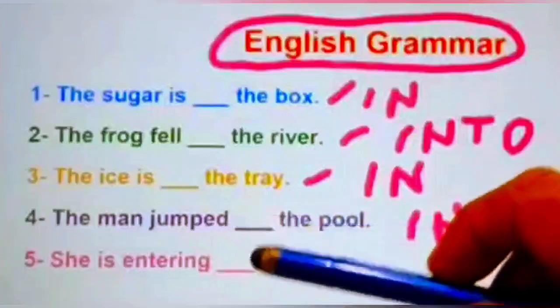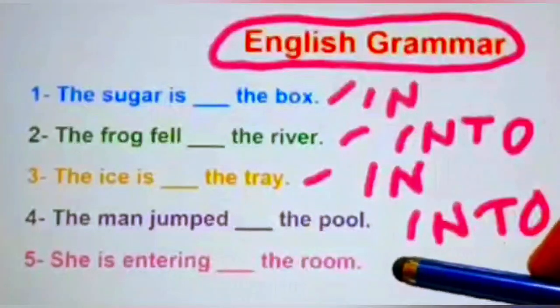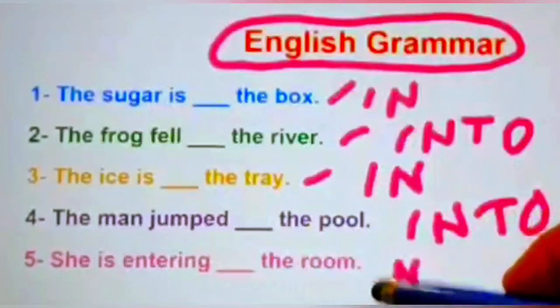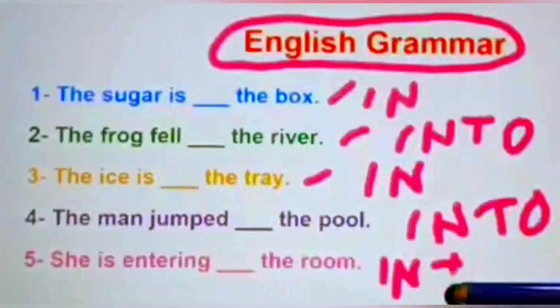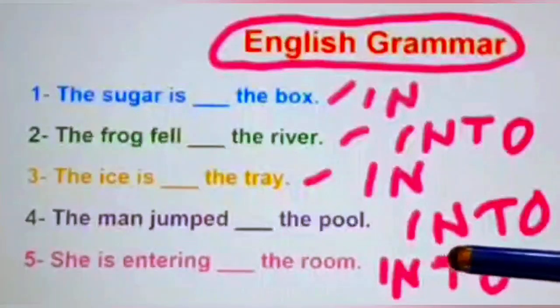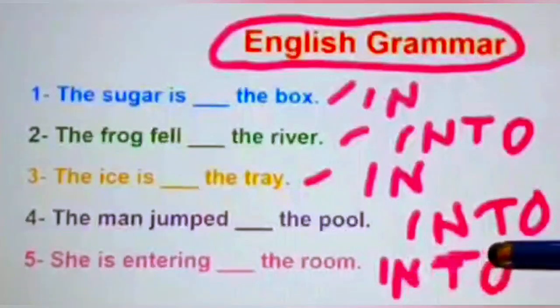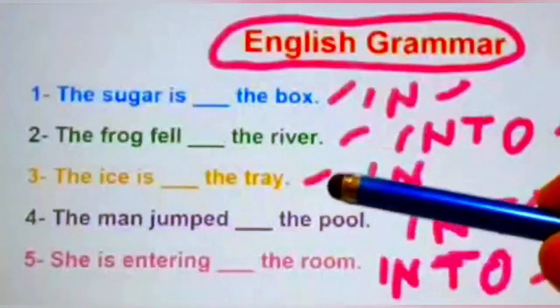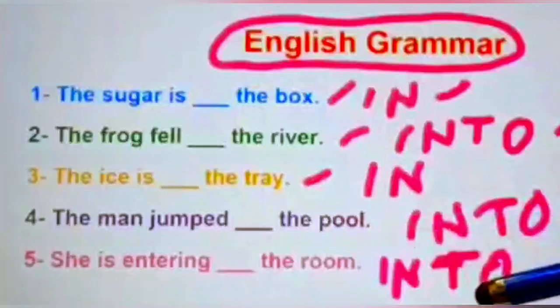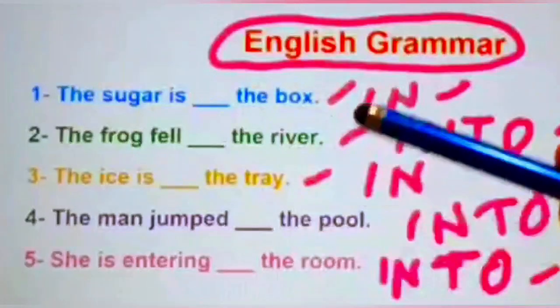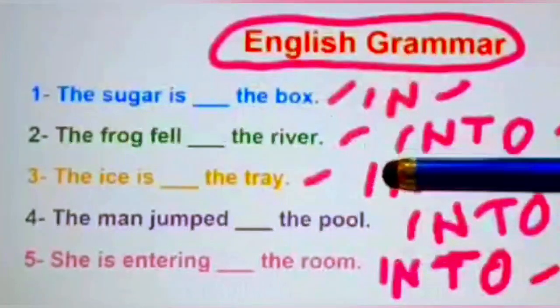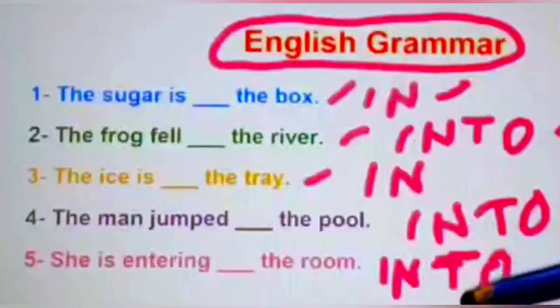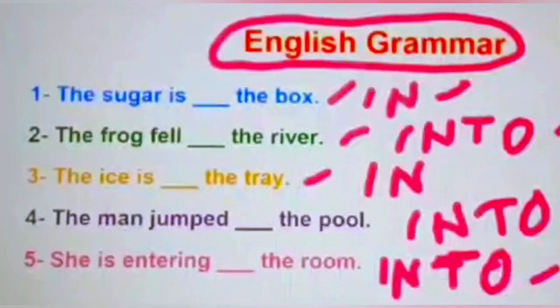And the next one: she is entering into the room, because she has movement and she is coming from outside to inside, therefore we use into here. Hopefully you understand about in and into. We can use in for static position and into for movement or direction.